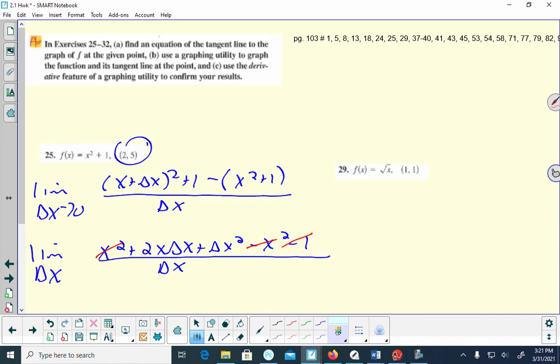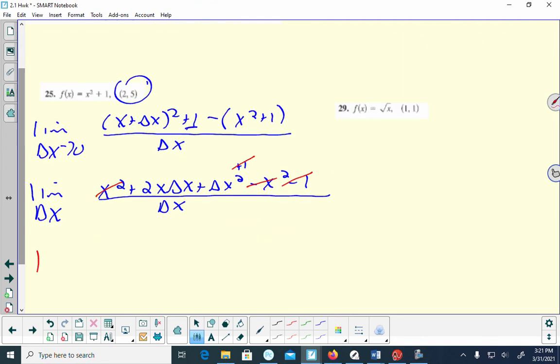Oh, I forgot to write my plus 1. See how I stopped there? Because I knew it had to simplify. I forgot this plus 1. I'm just not making it up. So now that simplifies. Whew, I almost made a mistake. My kid kind of did make a mistake.